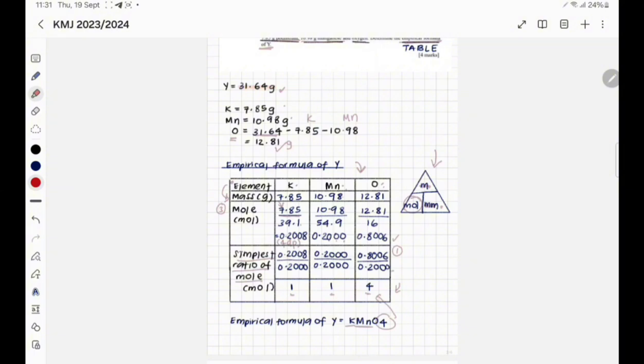So pemarkahan dia is first, lepas kita dapat mass oksigen kita, then second mark kita akan dapat lepas semua mol kita betul. Third, lepas dapat simplest ratio of mole untuk ketiga-tiga elemen dengan betul. So untuk question ni it would be 1 1 4. And fourth, the final answer KMnO4. So total 4 markah. Then dalam table, it's important untuk letak unit dengan betul. So for mass, make sure to put gram. Then untuk mole, make sure to put mole.